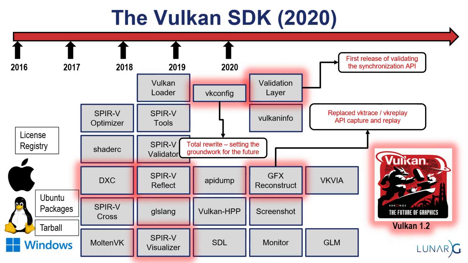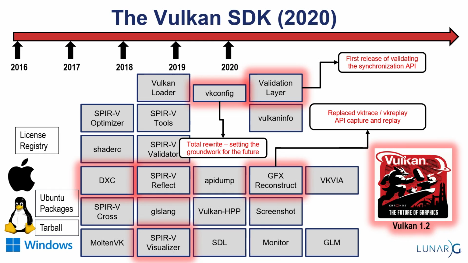2020, so Vulkan 1.2 released, and of course this was the beginning of the pandemic and the beginning of shutdowns, but it didn't impact LunarG in terms of our productivity. We filled out the shader toolchain by adding the DXC, the Microsoft DirectX shader compiler, and VK config was totally rewritten to set the groundwork for how it has evolved to what it's becoming today.